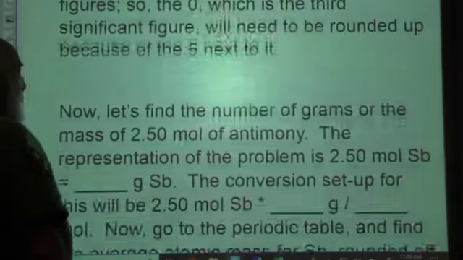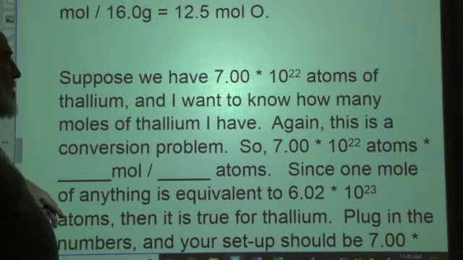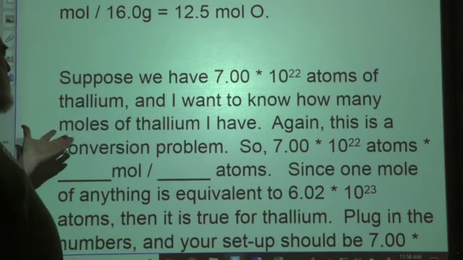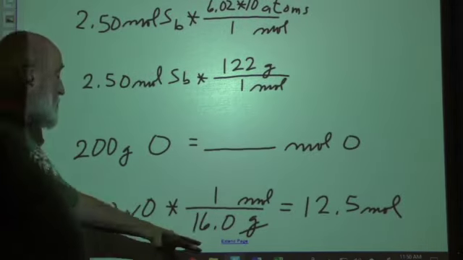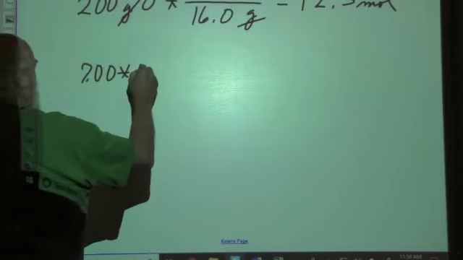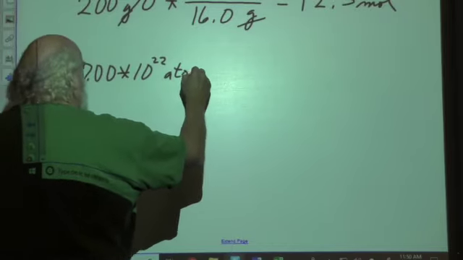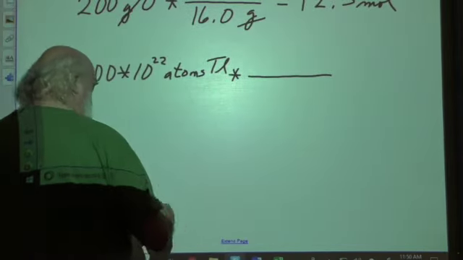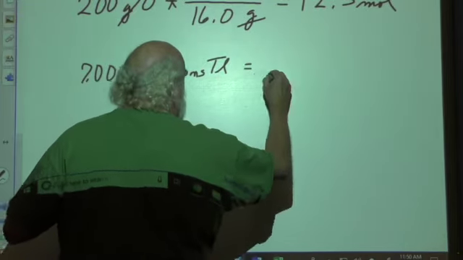Next problem. We're going to go from number of atoms. So here, let's suppose we have 7.00 times 10 to the 22nd atoms of thallium, and I want to know how many moles of thallium I've got. All right? So again, conversion problem. 7.00 times 10 to the 22nd atoms of thallium. And I want to know how many moles of thallium that is.